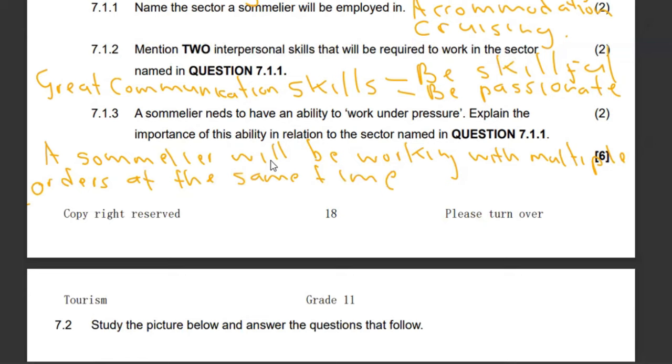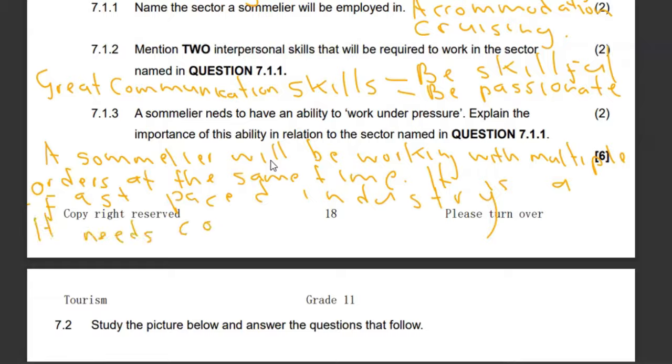Then it is a fast-paced industry. Then it needs concentration to avoid mixing of orders. It requires you to be always concentrating.